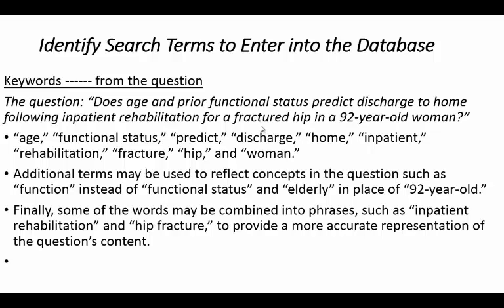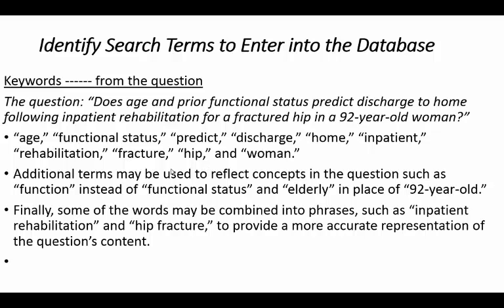Can I predict from her age and prior functional status if she's going to be okay at home or not okay at home? So if I want to search for an answer to this question, what are the keywords? Age, functional status, predict, discharge, home, inpatient, rehabilitation, fracture, hip, and woman. All of these are possible keywords. I'm sure you can see the problem that we're getting into. We have too many keywords.